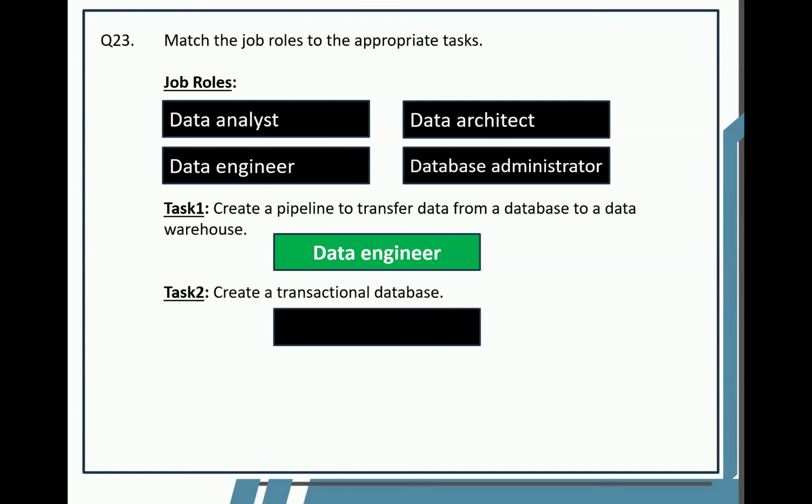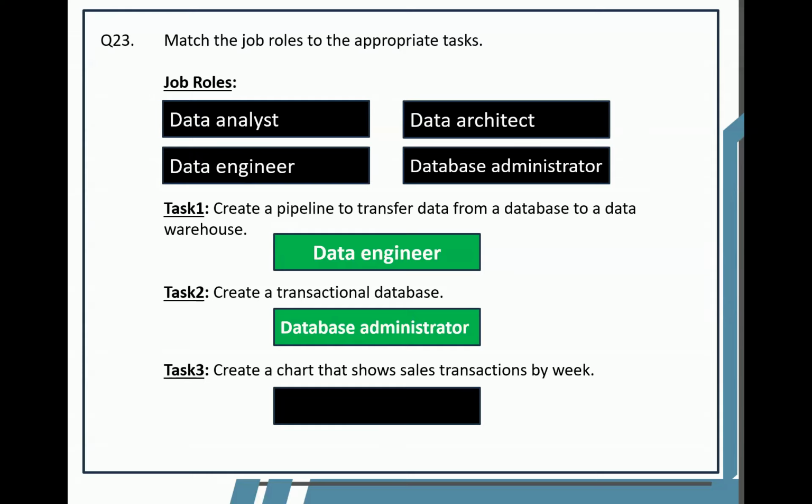Now, the second task is to create a transactional database. This is very straightforward as database administrators are responsible for creating and configuring databases. They are responsible for managing performance, security, backups, and availability of databases and supporting transactional systems. The third task is create a chart that shows sale transactions by week. Now, folks, data analysts analyze data, identify trends, and create charts, reports, and dashboards for business users. Now, friends, the remaining option, data architect, focuses on the high level design and strategy of data systems, not day-to-day implementation or reporting.